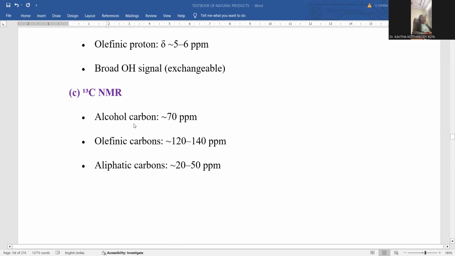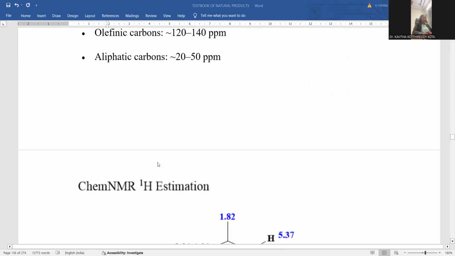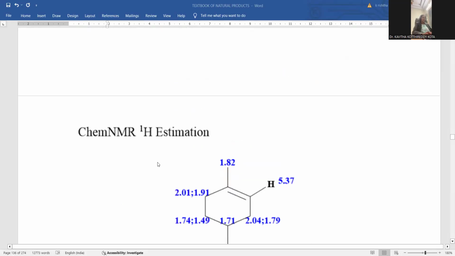Again, C13 NMR gives the nature or environment of the carbon atoms. A 70 ppm peak, the alcoholic carbon, will be there, and olefinic carbons are indicated at 120 and 140 ppm, aliphatic carbons at 20 to 50 ppm. The methyl carbon is there, right? That will give around 20 ppm. So this is the way the nature of C13 carbons will be indicated.